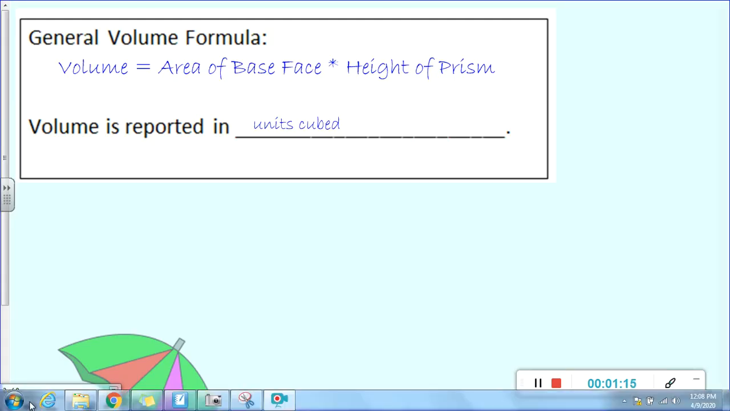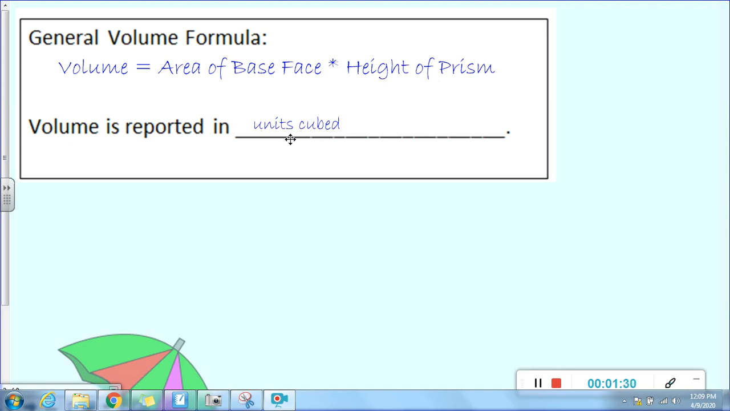All right. Main formula for the volume, and please write this down, keep it handy this week. When we're talking volume of a prism, we're going to find the area of that base face, multiply it by the height of the prism.